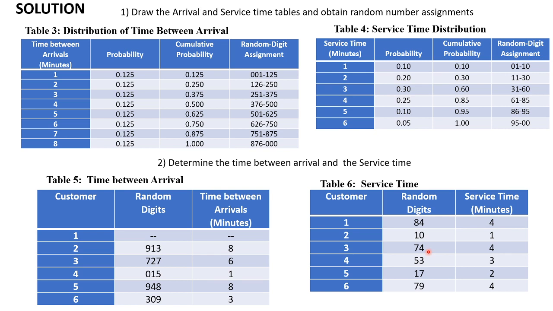74 is located over here. So the service time is 4. So we have 4 here. 53 is located here, and the service time is 3. So we write 3. 17 is located here. So the service time is 2. And then 79 is located over here. So the service time is 4. So we have 4 here. So we have determined that.